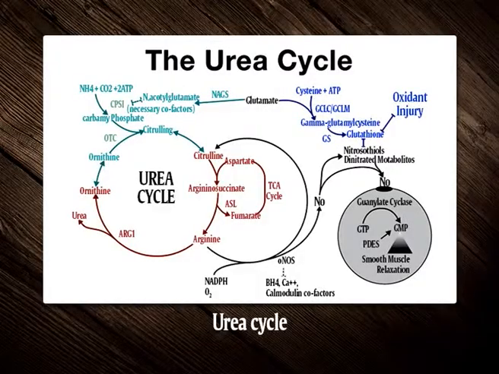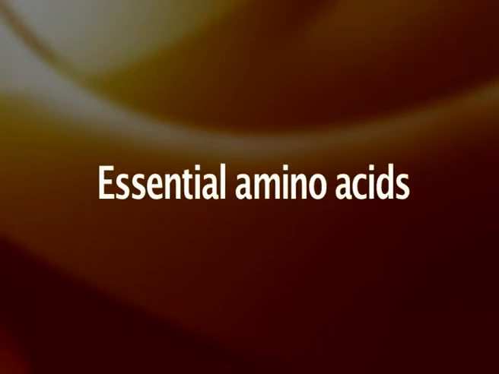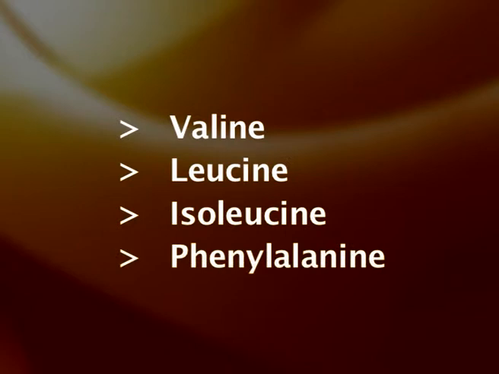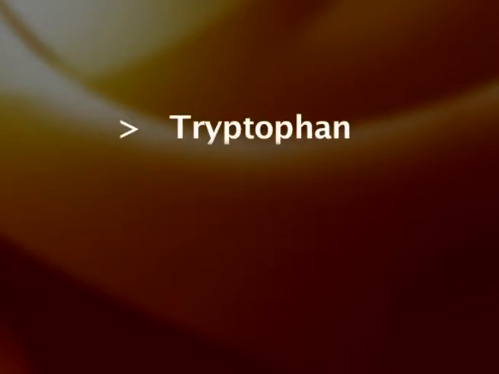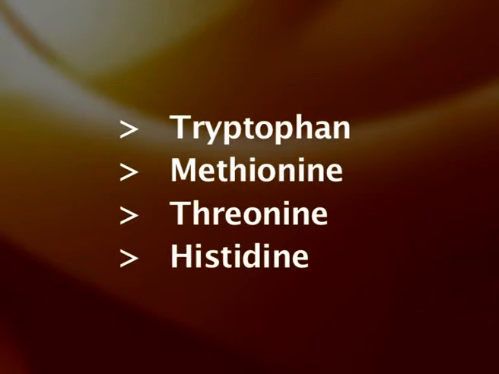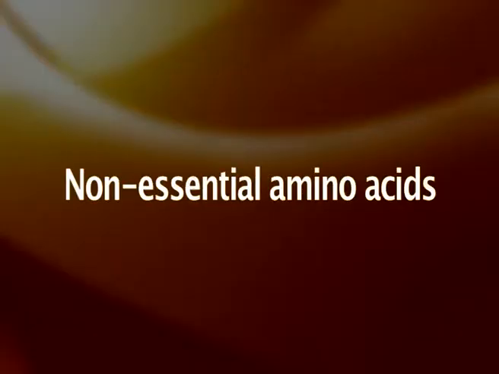Based on their nutritional or physiological roles, amino acids can be differentiated as: first, essential amino acids. Eight of the amino acids are designated as essential amino acids. These are valine, leucine, isoleucine, phenylalanine, tryptophan, methionine, threonine, and histidine. These amino acids cannot be synthesized by humans in adequate amounts to sustain growth and health and must be supplied by the diet. Second, non-essential amino acids.